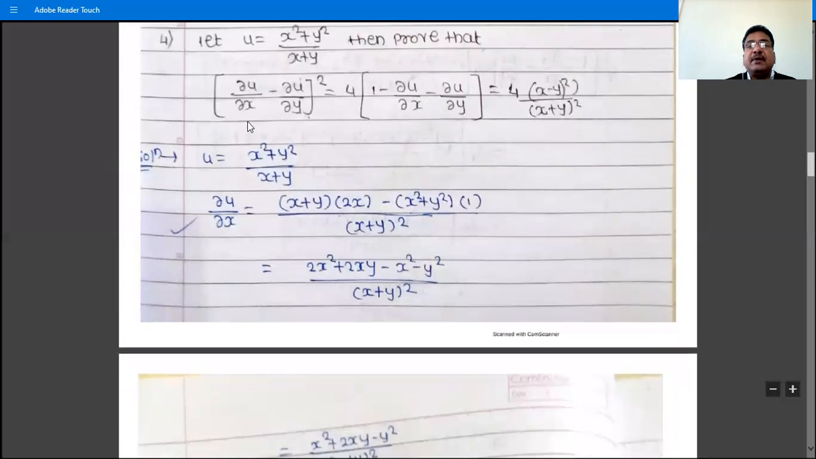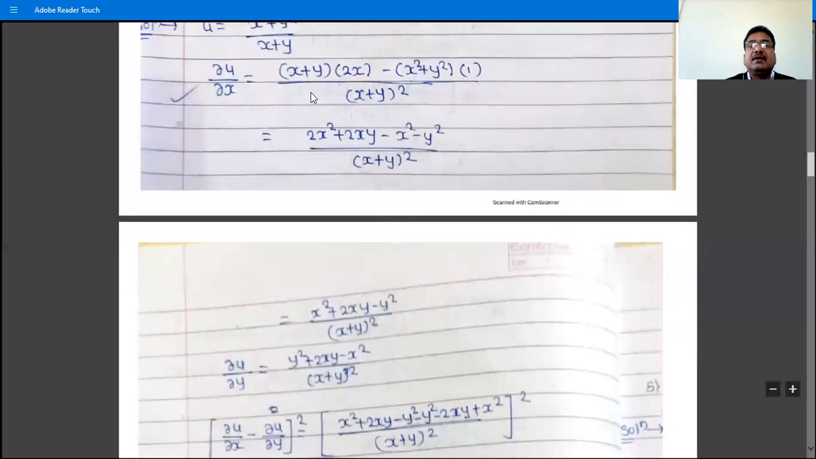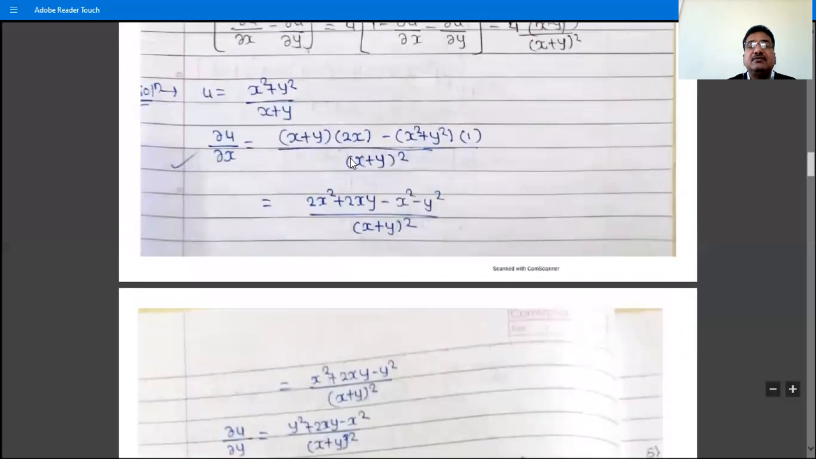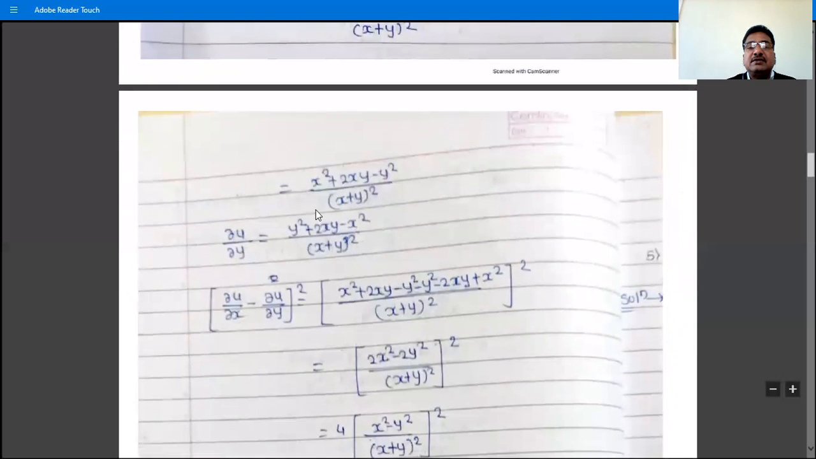So first find ∂u by ∂x, ∂u by ∂y. Then u is this, ∂u by ∂x is by the u by v rule. This is the u by v rule, that is v derivative of u minus u derivative of v divided by v square. We have this answer. Similarly, ∂u by ∂y is what? ∂u by ∂y is this.